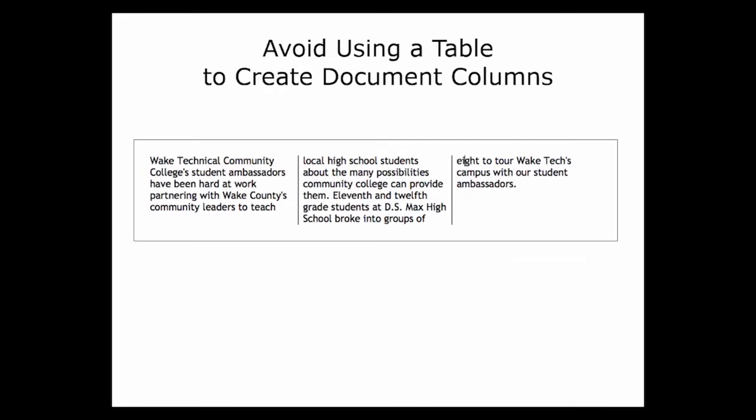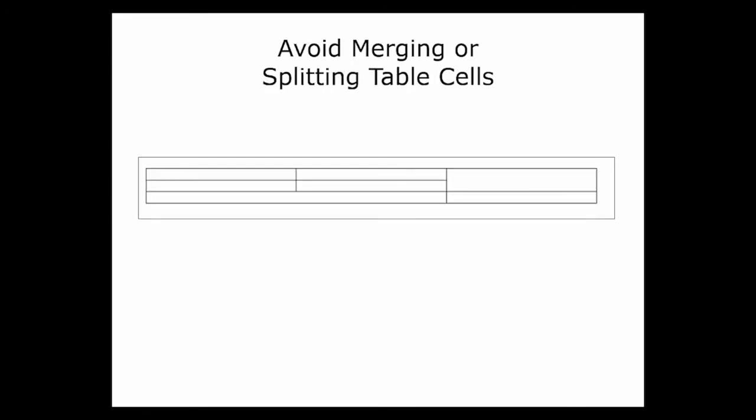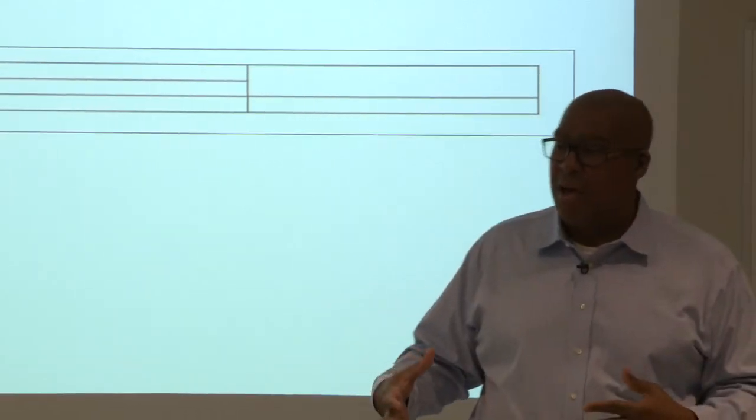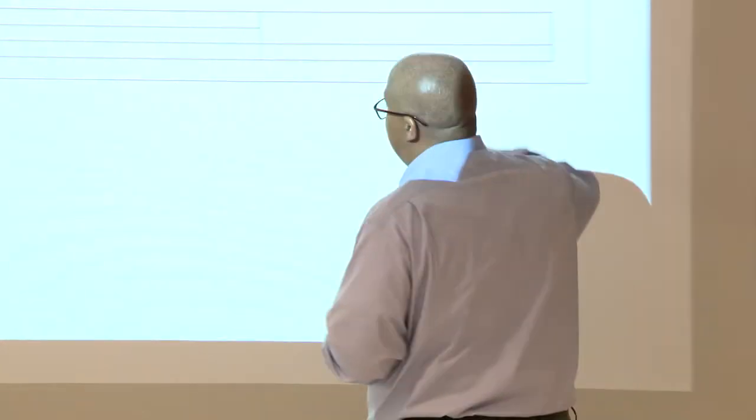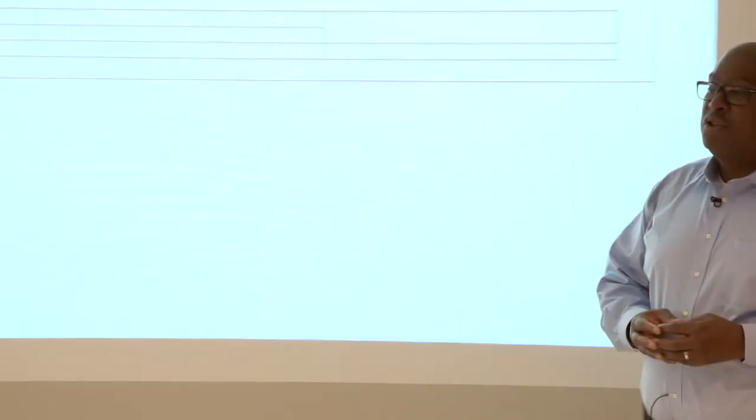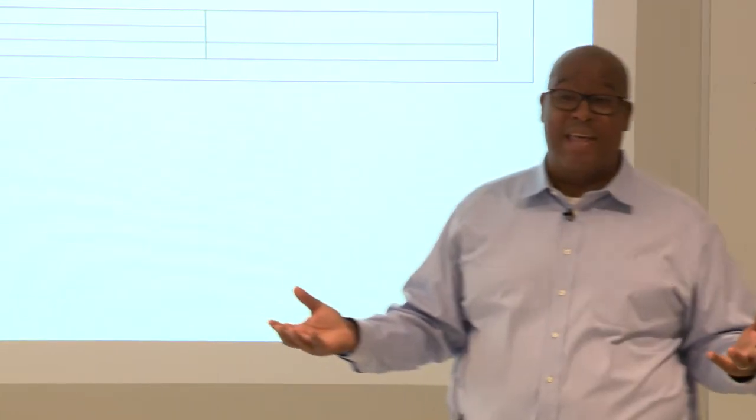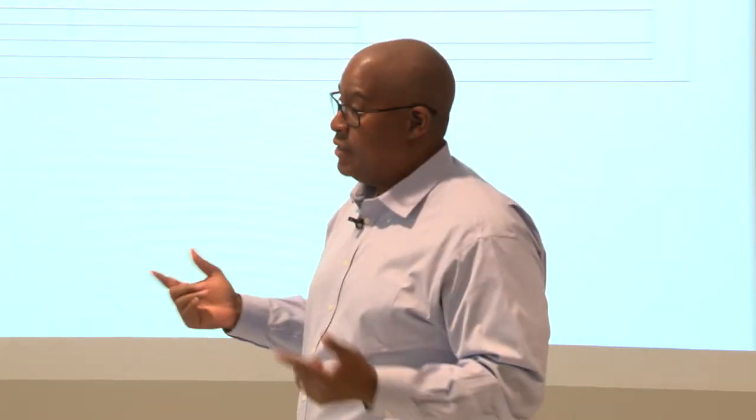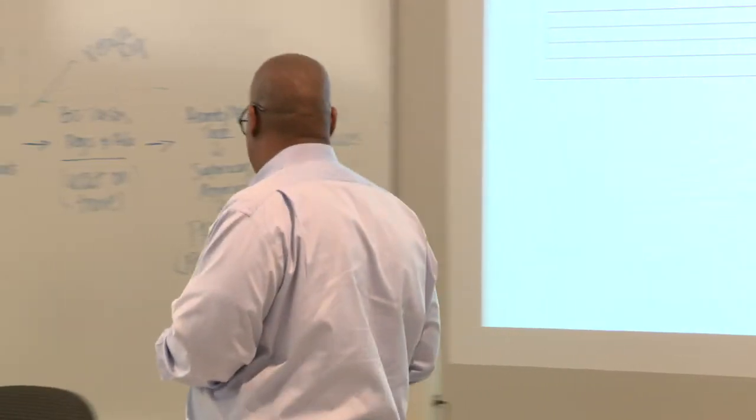Don't use a table to create document columns. And don't merge or split cells. I know people do it all the time, but these tables are going to be read left to right, top to bottom. A lot of times people merge or split cells for aesthetic reasons, and I always ask the same question: if you have to merge and split these cells for aesthetic reasons, should you be using a table? Is that the best way to convey that information? That's something to think about there.